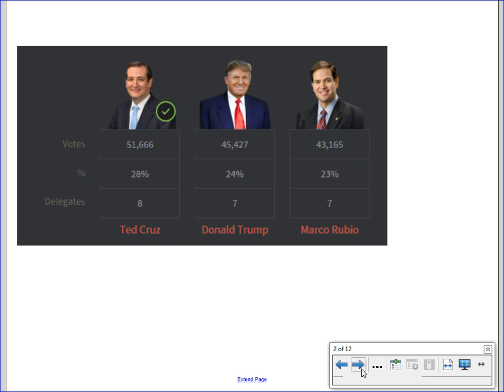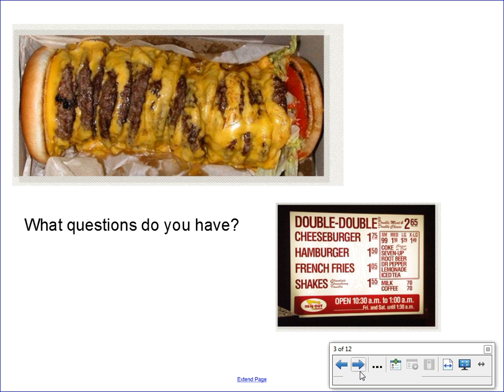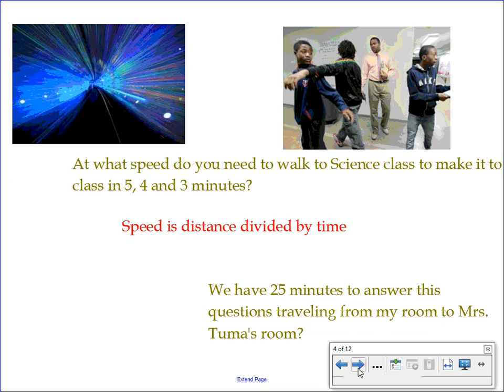So the election has been a great example that we've been able to use. In this particular slide here, we show the picture of just the burger and ask, what questions do you have? And eventually you'll get into how much do you think that would cost? And then we'd show the slide of the cost of a cheeseburger, and they'd have to figure out that information. So kind of fun stuff that we've been doing.